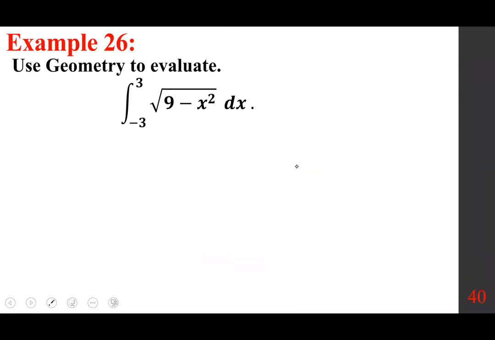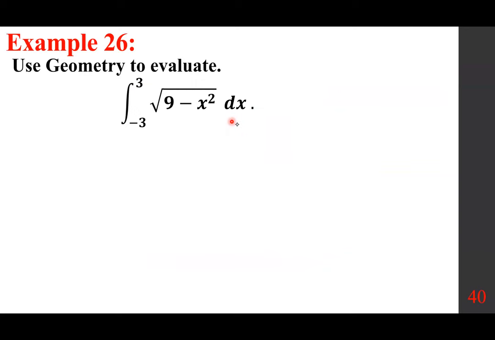Here's another example. We're going to use geometry to evaluate this: the integral from negative 3 to positive 3 of the square root of 9 minus x squared dx. To come up with the answer, we need more calculus. We discussed this concept in calculus 2, but for now, we're not going to discuss calculus 2. Rather, we're going to discuss area.